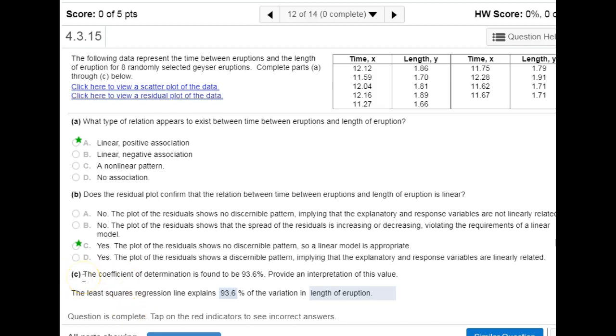And the final part is about how to interpret the coefficient of determination. Basically that value tells us how much of the variation in the y variable is explained by the least squares regression line. So if we have a given percentage, then the least squares regression line explains that percent of the variation in the y variable.